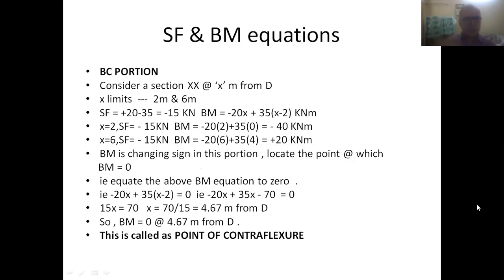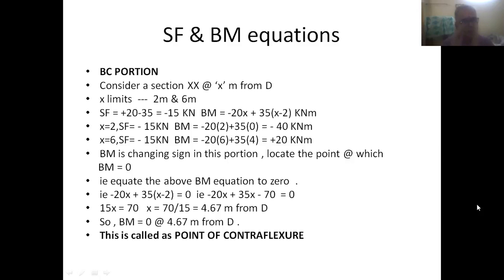Friends, as I've already told you, we have to proceed in a reverse direction. So secondly, we are selecting BC portion. Again, we are considering a section XX, again at a distance of X meter from point D of the beam.